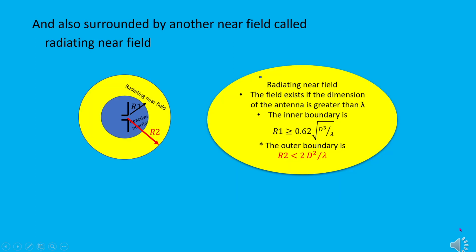It is further surrounded by another near field called radiating near field. This field exists if the dimension of the antenna is greater than λ. The inner boundary is R1, and it is greater than 0.62 √(D³/λ). And the outer boundary is R2, which is less than 2D²/λ.